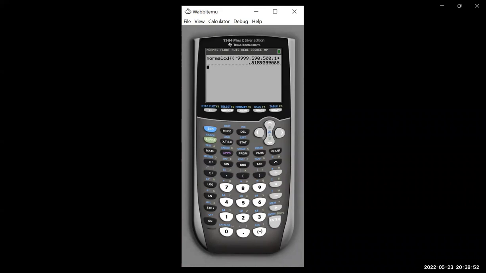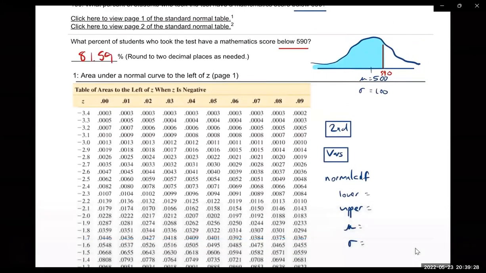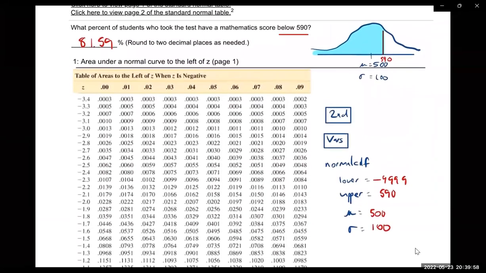So let me show you why it's negative 9999. How many decimal places do they want? Percent rounded to two decimals. So it's going to be 81.59%. So let's write that. 81.59%. So this is your lower value, all the way to the left, so that's going to be negative 9999. Your upper value only goes this high, so 590 is the upper value. The mean is given to us, 500. And then the standard deviation is also given to you at 100. So that's how you would do it with the calculator.